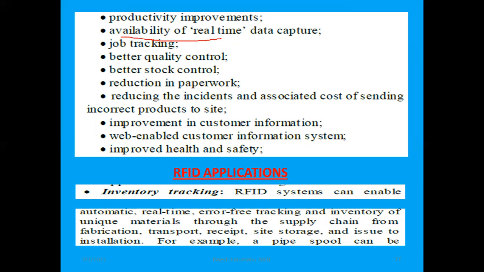Next, better quality control. Absolutely, you are getting better quality control. Better stock control. Here also we can get better stock control because the RFID will give the information on how many items are there, how many items have been sold, and what the balance items are. This information can be given through the reader. Next, a web-enabled customer information system. This is going on naturally everywhere.